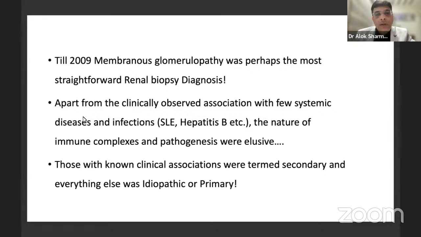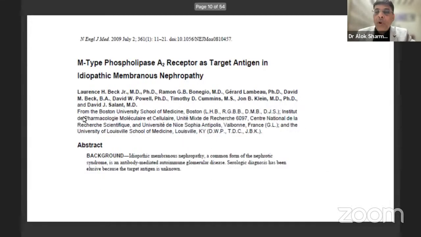So what was happening, where we knew the disease associations like hepatitis B or SLE, we would call them secondary membranous, and everything else was primary. So this was the concept at this point of time. But what happened in 2009, an interesting paper came out which identified the M-type phospholipase A2 receptor as a target antigen in idiopathic membranous. And this was a landmark paper in the sense it opened the gates for understanding of membranous GN. It opened the floodgates actually.